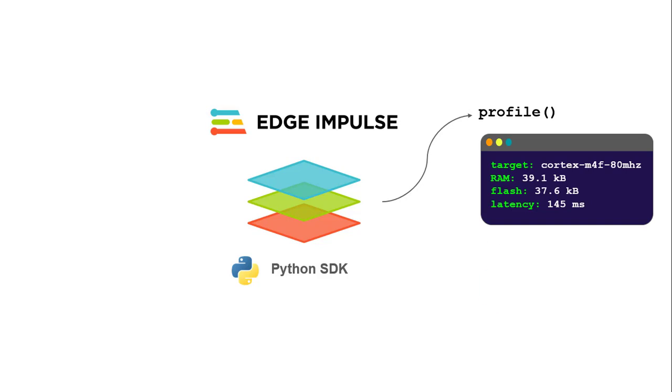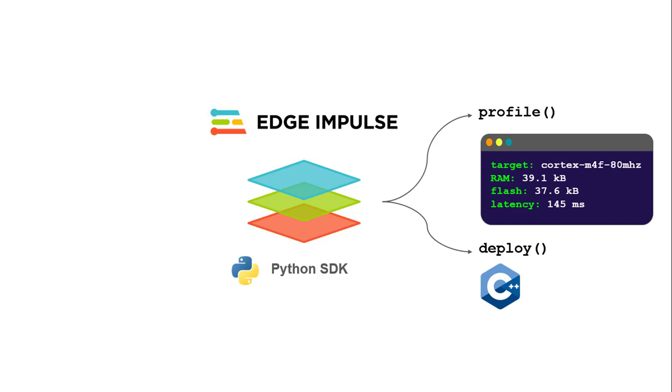And the second function is the deploy function. The output of this function is either a C++ library, an SLCC component for Simplicity Studio, a TensorFlow Lite library, or an Arduino library, basically all the export formats that we officially support with our boards. All of them are hardware accelerated, so we leverage all the operations for those boards.